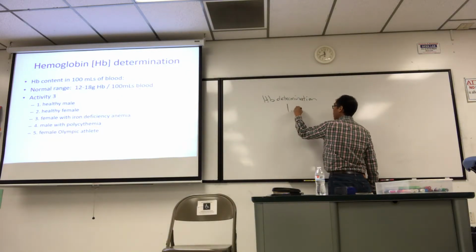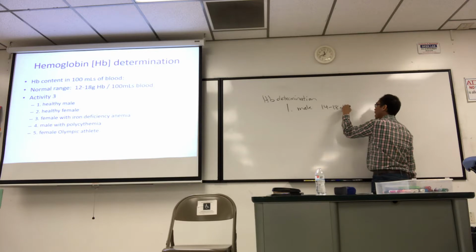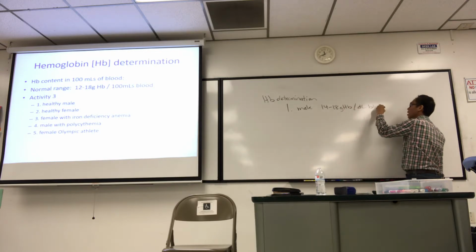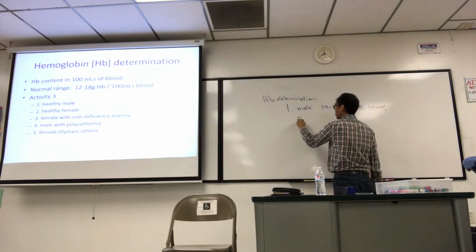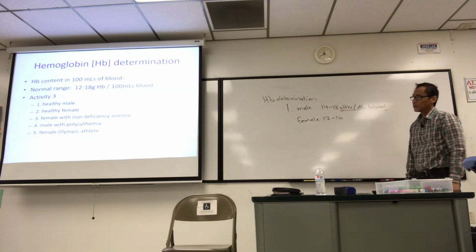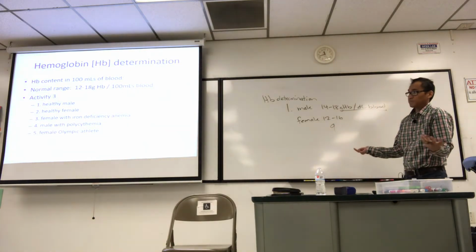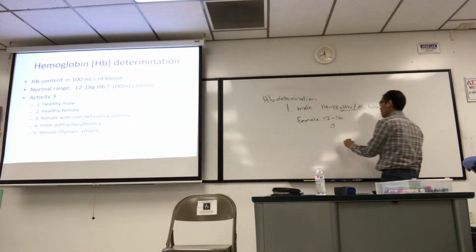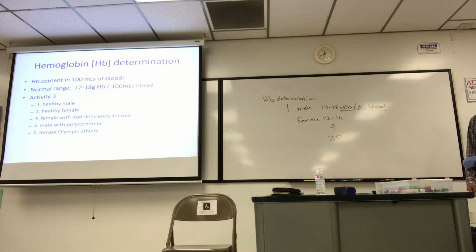If you're a healthy male, you weigh a little bit more. So say on average it's 14 to 18 grams of hemoglobin per deciliter of blood. Those are always the units. So maybe a female on average weighs a little bit less, so maybe 12 to 16 is their normal range. If you're anemic, maybe your value is 9. If you have polycythemia, maybe the number's 20. The point is, if you know the normal range, you should be able to ascertain or predict what may be outside the normal range.